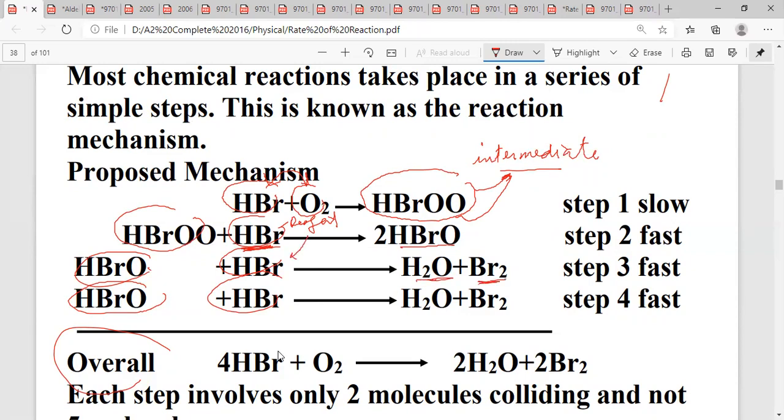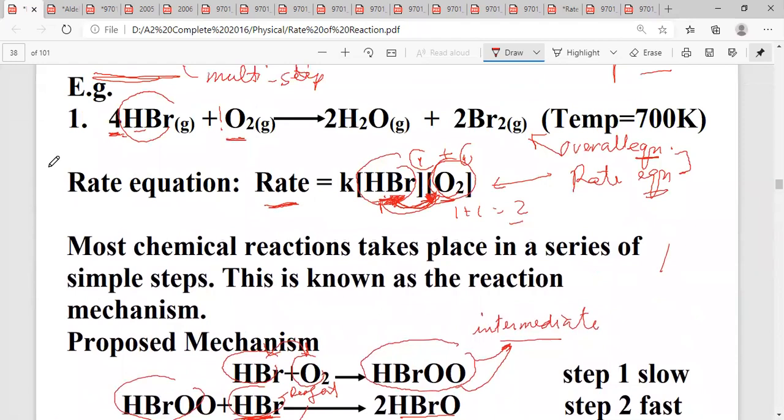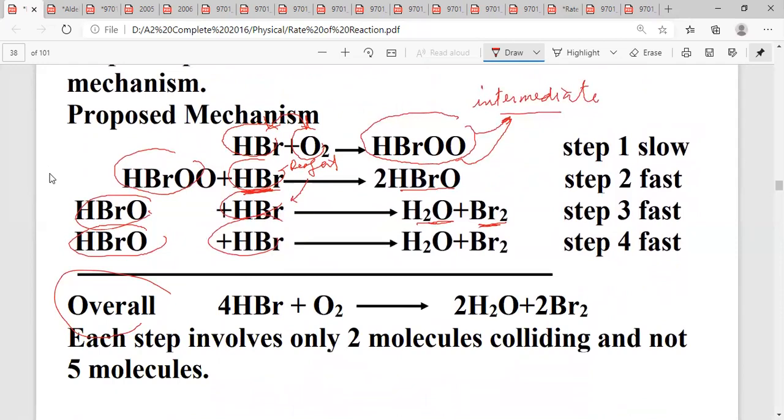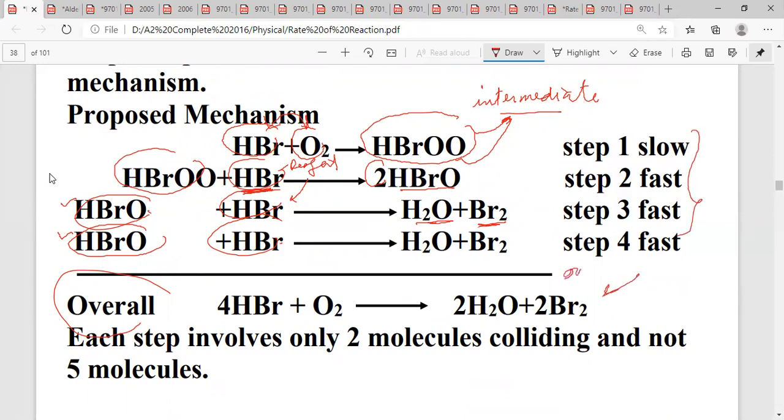a product. How do you know it's a product? You can see from here: water and Br2. Okay, product. And of course, since there are 2 moles here, 1 mole here, the second mole is the same here. Now you need to put all this down. That means the proposed mechanism is 4 steps. These 4 steps, when you add them all together, must give you the overall equation. This is the key. Every step added together will give you the overall equation.